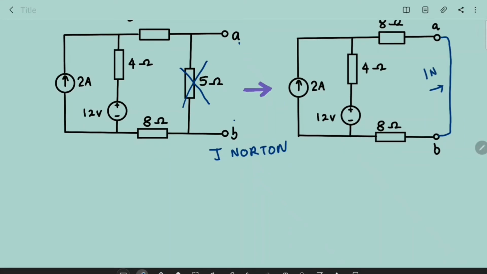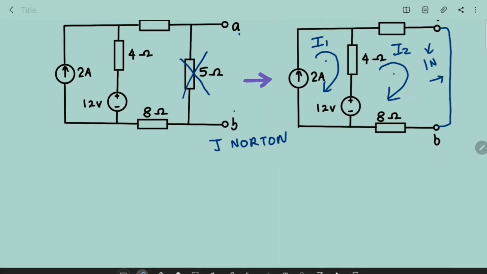Okay, next, to find I Norton, we can use any method such as mesh analysis. If we use mesh analysis, we can create the 2 loops of current here. This is I1, this is I2. So this is loop 1, this is loop 2. Then we can create the equations. For loop 1, since we know the source of current is 2A, the I1 will become 2A.